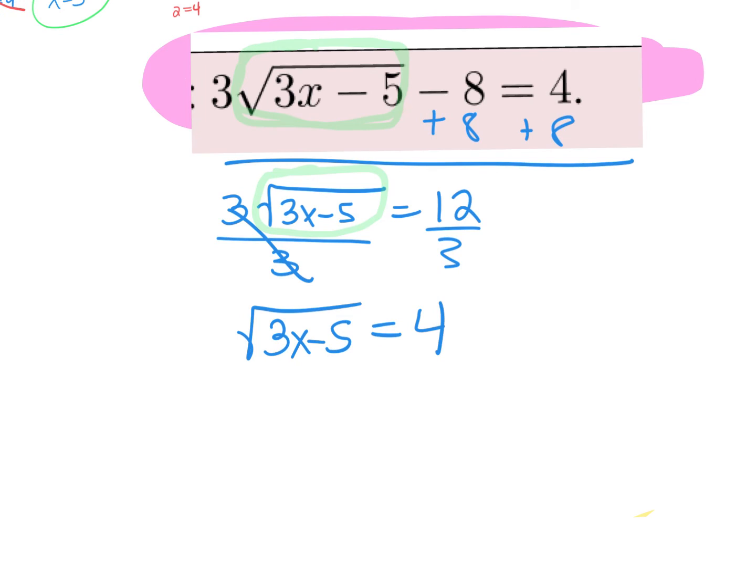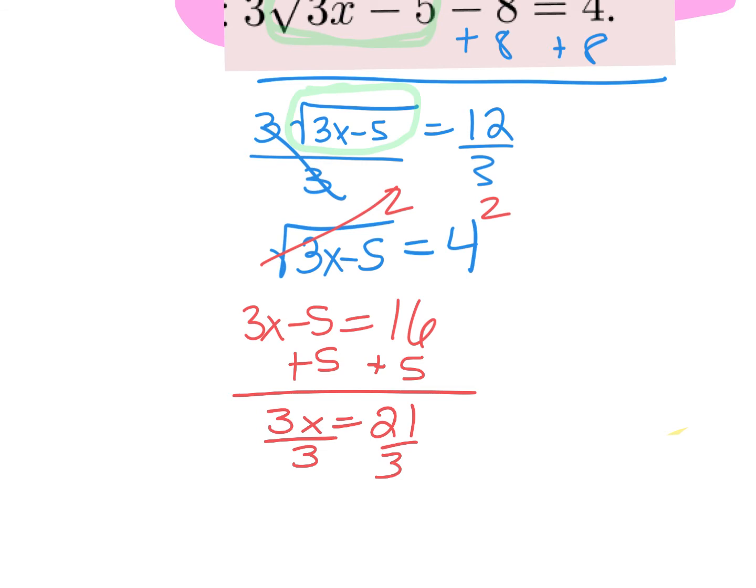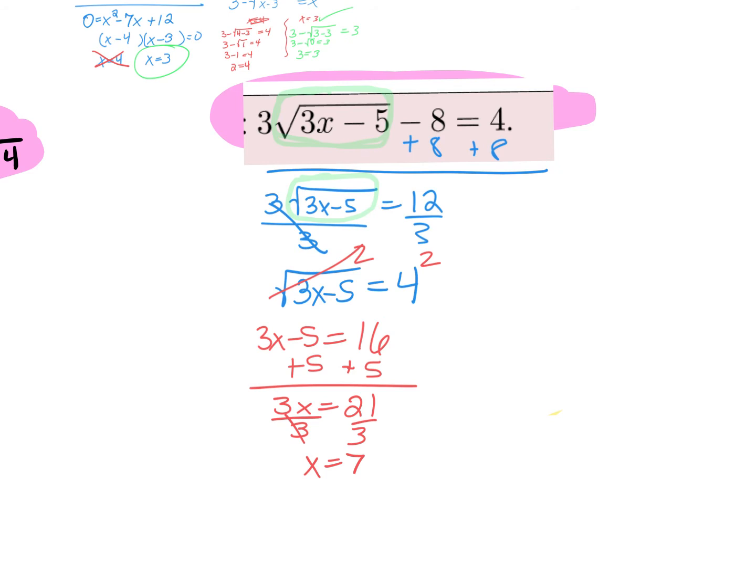Is my square root all by itself now? Yes. So then how do you get rid of a square root? You square it. What you do to one side, you do where? To the other. So I have 3x minus 5 equals, what is 4 squared? 16. Can everybody in here solve this problem? Absolutely. What do you do to get x all by itself? You add 5. Awesome. So I have 3x equals, what's 16 and 5? 21. Awesome. Divide both sides by 3, and x equals how much? 7. X equals 7.